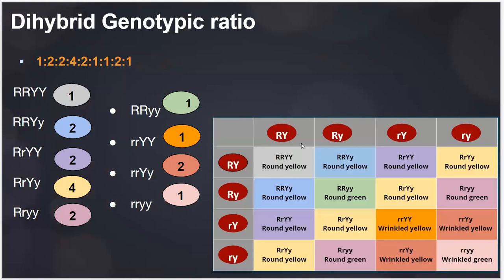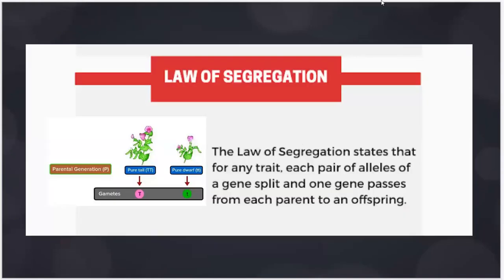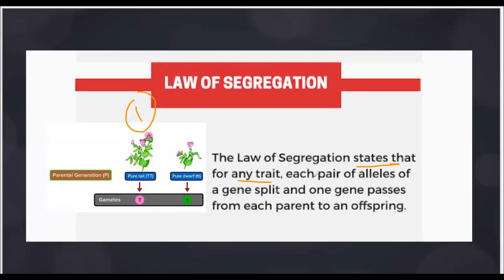So we'll just see the laws. This you have done in your lower standard also. The first law is the law of segregation. It states that for any trait, each pair of the alleles will split. As I just told you, they will first segregate. They will split, and one gene passes from each parent to an offspring. Okay. So here 2 capital T, you can write separately, and 2 small t. But while passing on to the offspring, only one T will participate from one parent and another t from the other parent, and you will get a combination of capital T, small t.